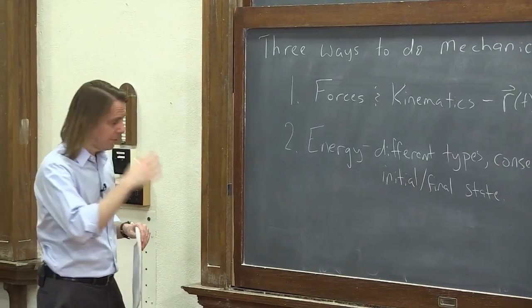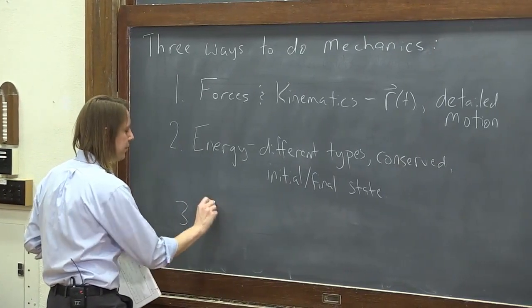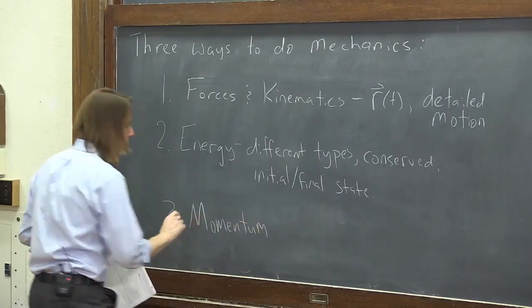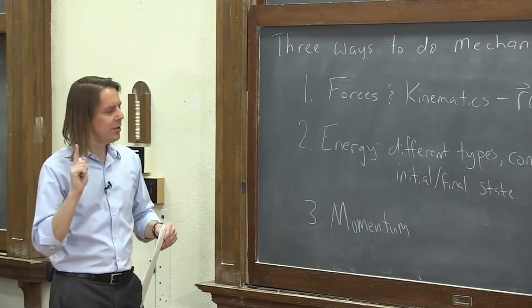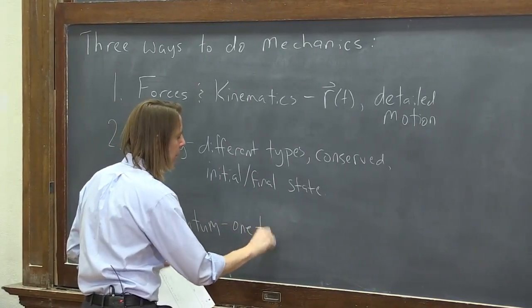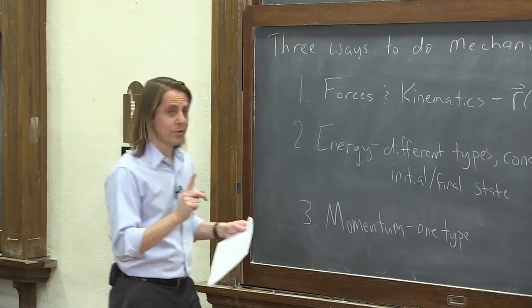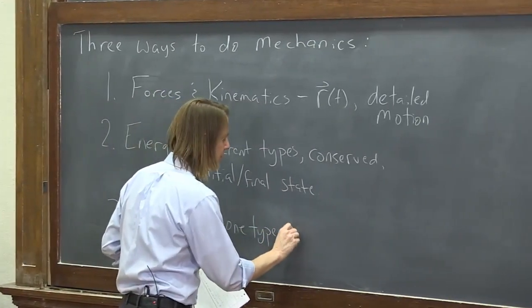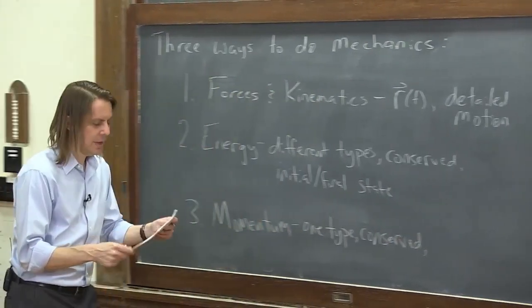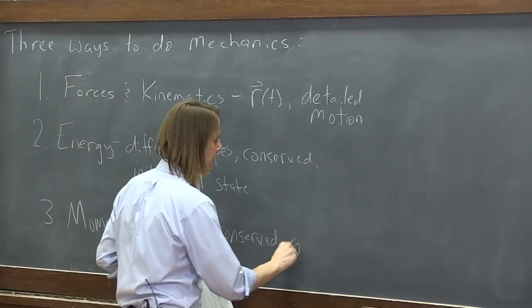The third one is the topic of this part of the class. The third one is momentum. That is our new topic, momentum. One advantage, there's only one type. Well, for now. In this class, there's only one type. It's conserved, so we're going to use conservation rules just like with energy. That's good. And it's kind of good for collisions and interactions.